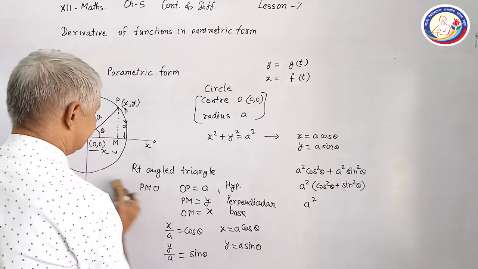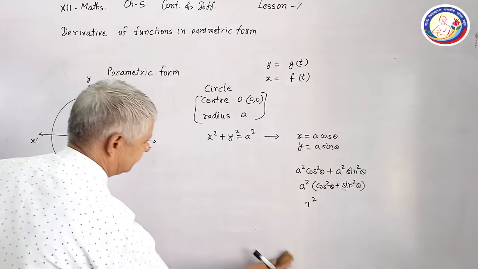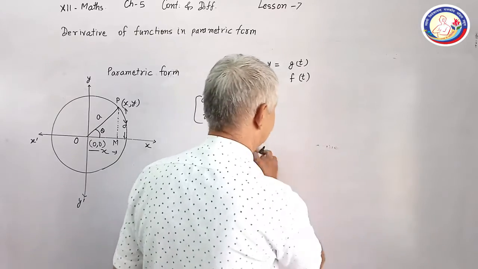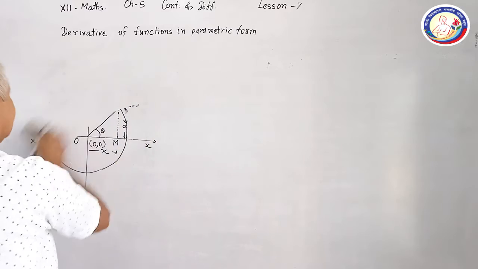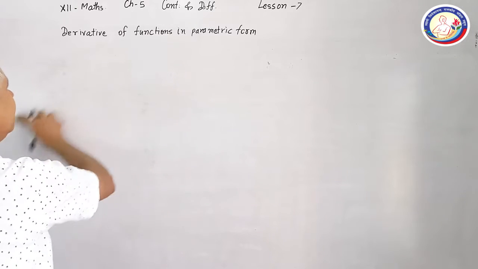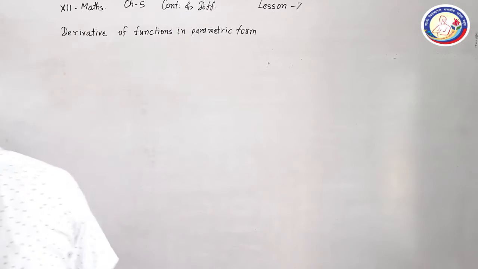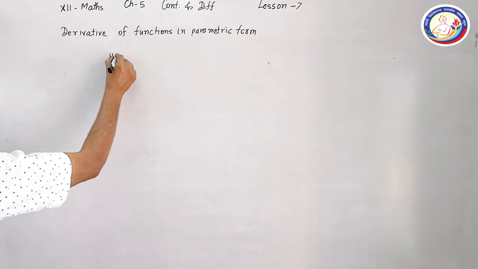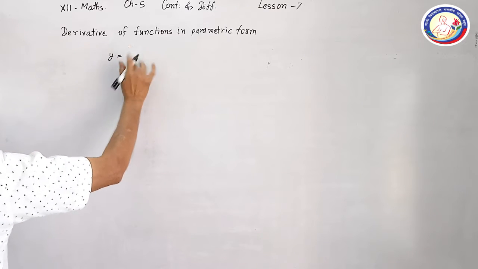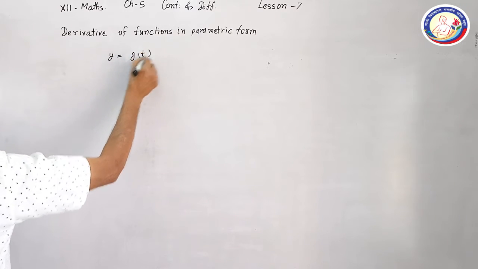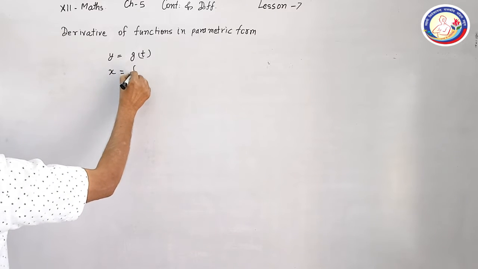We can express some functions in particular using parameters such as t, theta, or other parameters. Now, how can we find the derivative of functions given in parametric form? Say y is a function of the parameter, g(t), and x is f(t), say.